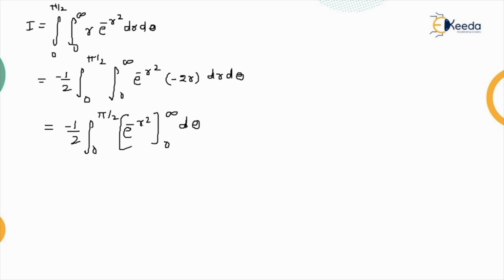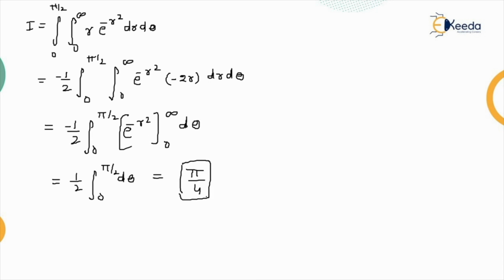So my dear friends, if you put infinity there and 0 there, what becomes? E raised to power minus infinity becomes 0, and if you substitute 0, e raised to power 0 becomes 1. So it will be 1 by 2 with 0 to pi by 2 and d theta. Clear? So the result becomes what? Pi by 4.